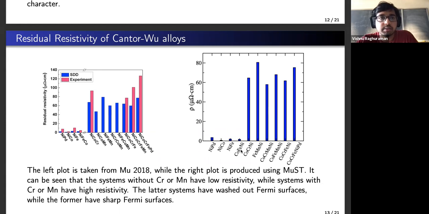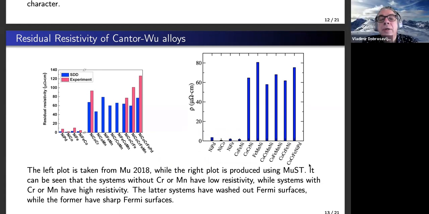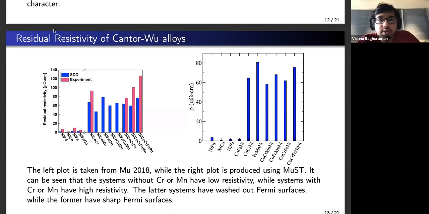Can you comment on your calculations? Are you taking into account magnetic order in any specific way or not? We're doing a spin polarized calculation.